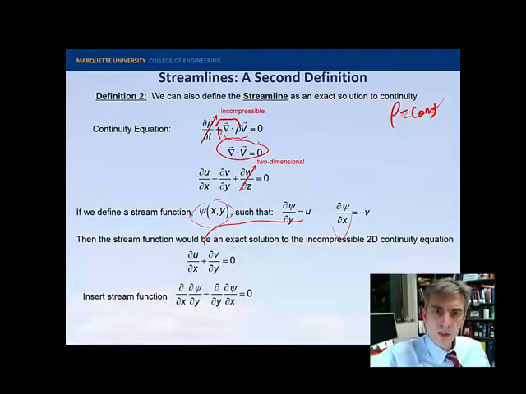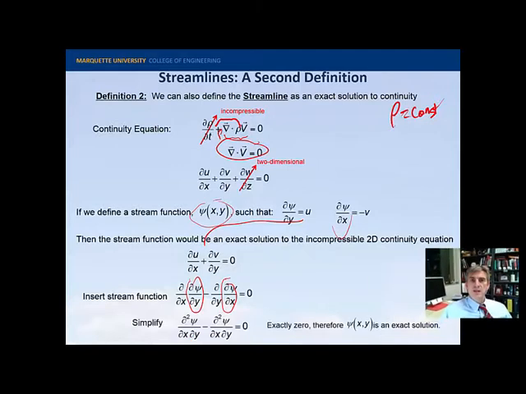I take this u and put it in, so I have partial x operating on u minus partial y operating on v. And you can see, due to the cross differentiation rule, that this becomes the partial squared of psi, partial x partial y, minus the partial squared of psi, partial x partial y. So that is exactly equal to 0. Therefore, it's an exact solution to the continuity equation. That's kind of clever, I think. So I like that definition of psi.